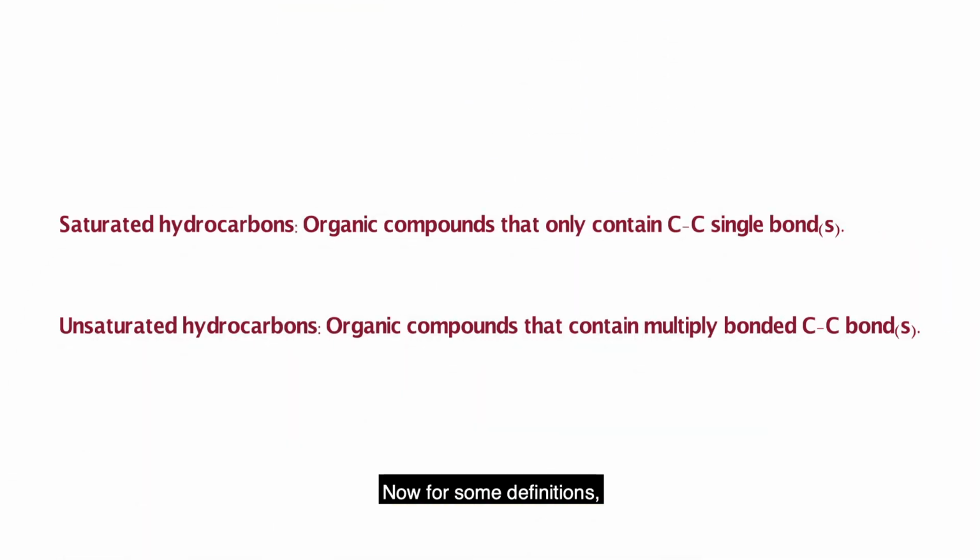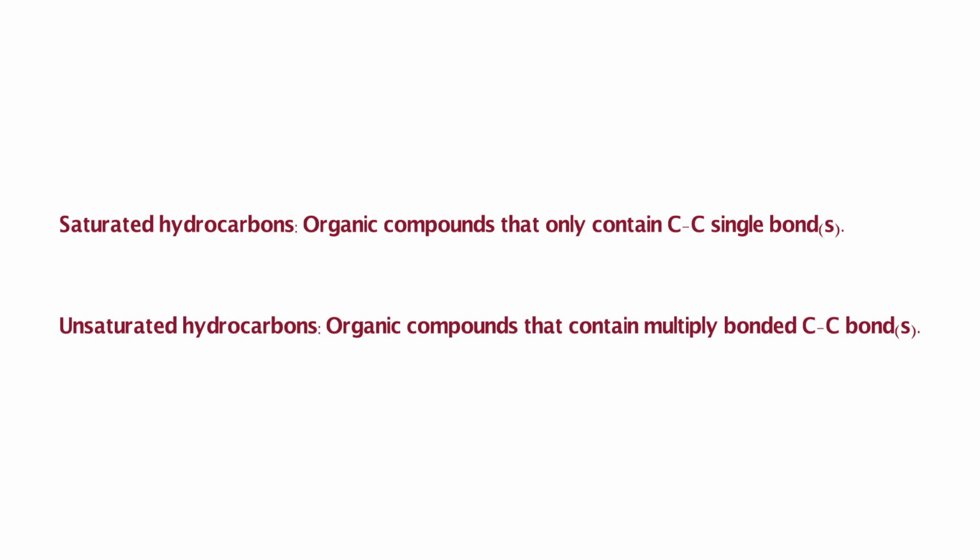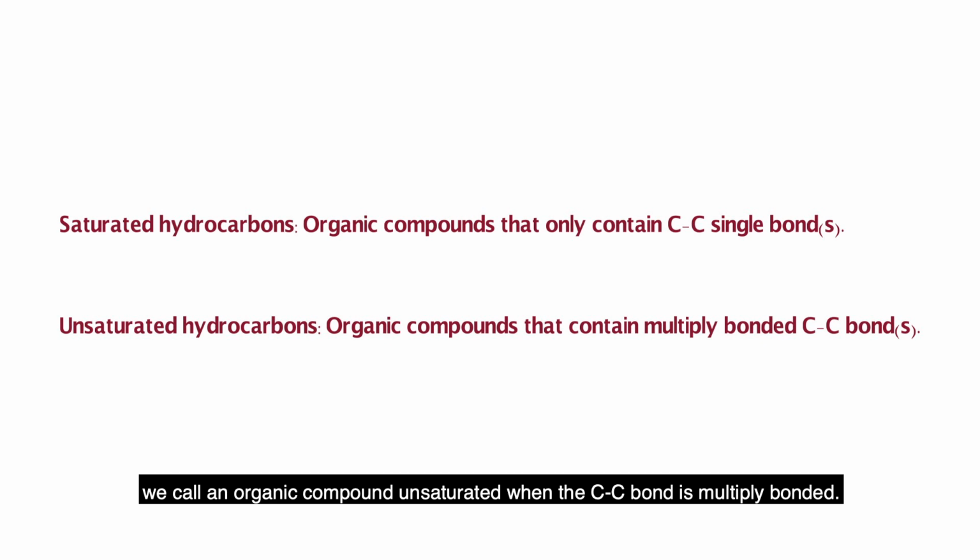Now for some definitions, we call an organic compound saturated when it contains only C-C single bonds. On the other hand, we call an organic compound unsaturated when the C-C bond is multiply bonded.